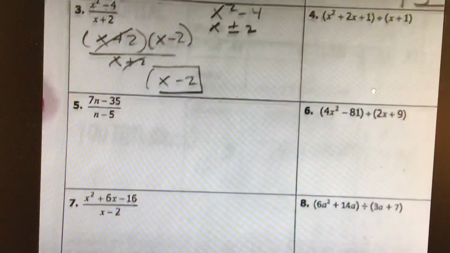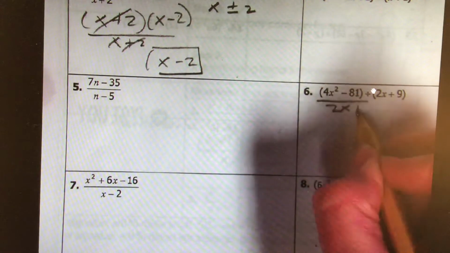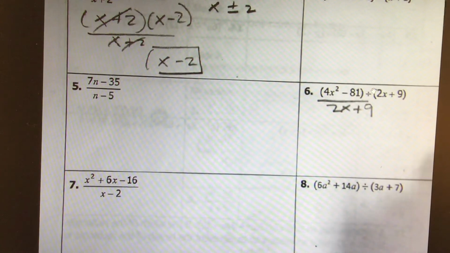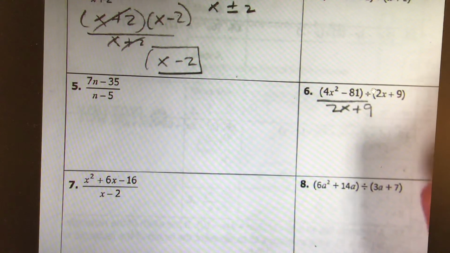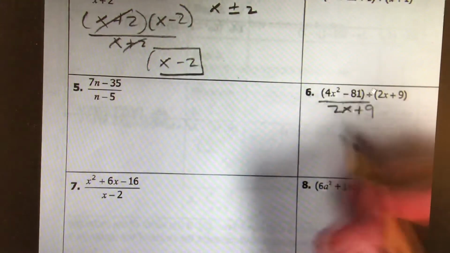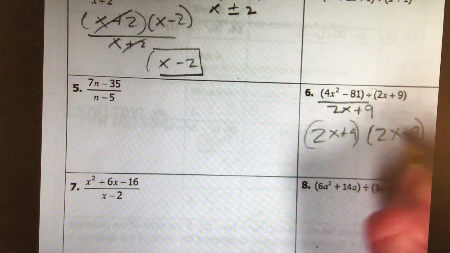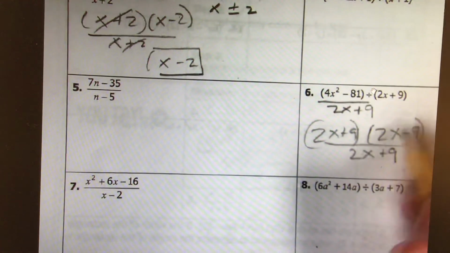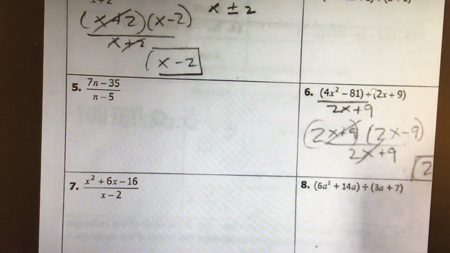Let's see, should we skip over to, oh, let's skip over to this one. That looks kind of fun. 2x plus 9. So for 6, I have a difference of squares, 4x squared minus 81. I've got my square root is 2x plus or minus 9. And now I'm going to rewrite 2x plus 9, 2x minus 9. I am going to put it over the original. I get to cancel. I get to rewrite. And that is my answer.